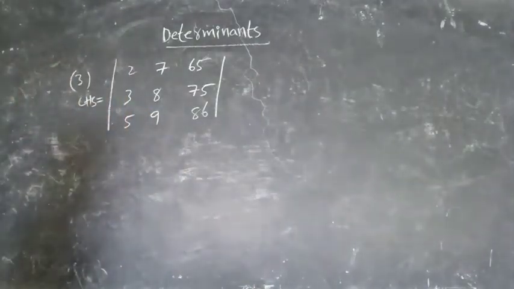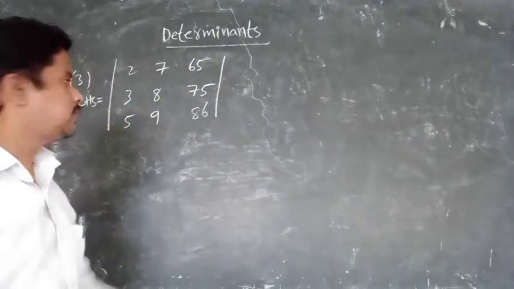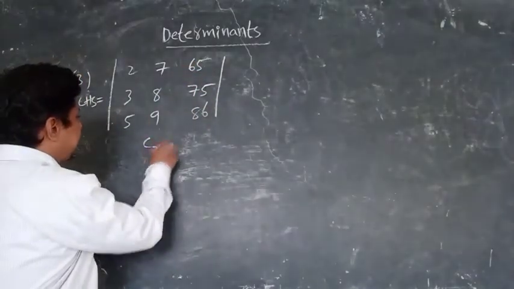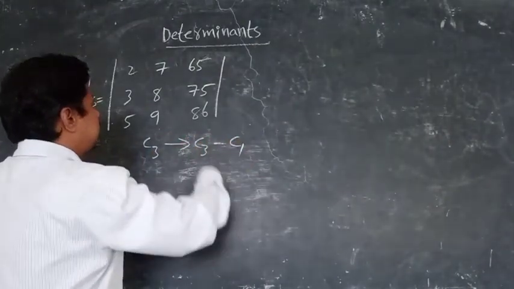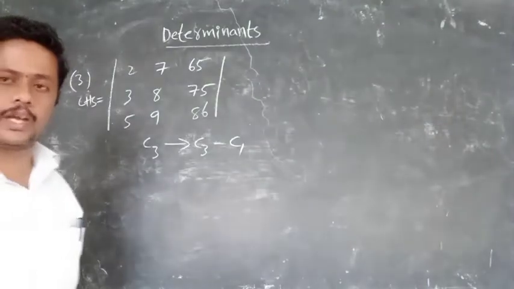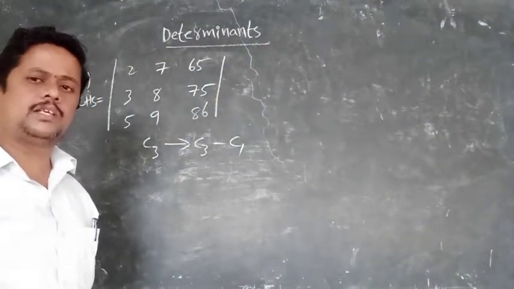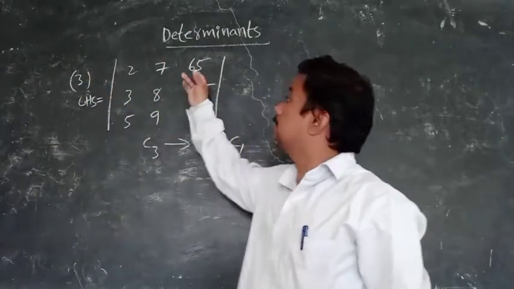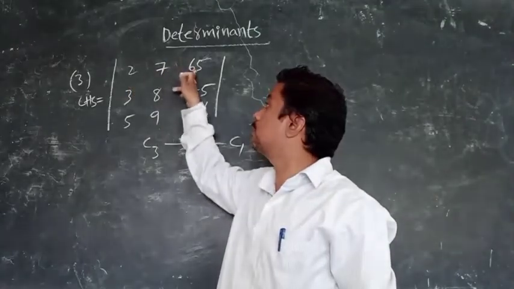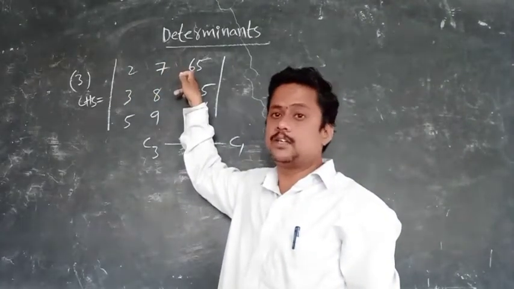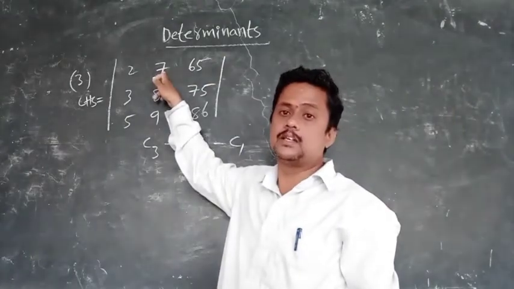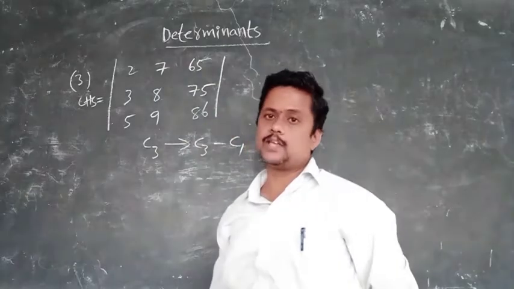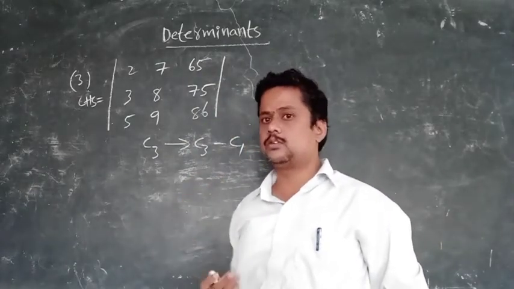Which property do we use here? This is C3. Let us take C3, which implies C3 minus C1. Sir, why are you doing C3 minus C1? Because if you make C3 minus C1, that is 65 minus 2, which is 63. And 7 nines are 63, so both will be the same. We can make the zero like that. That's why you have to think.